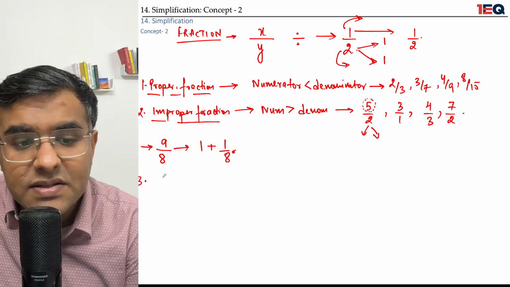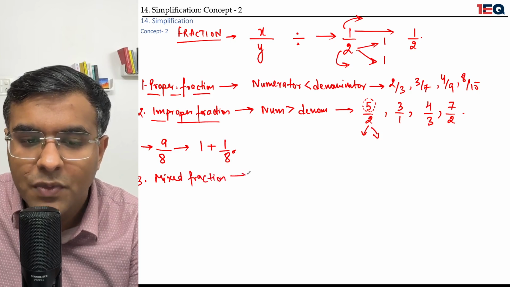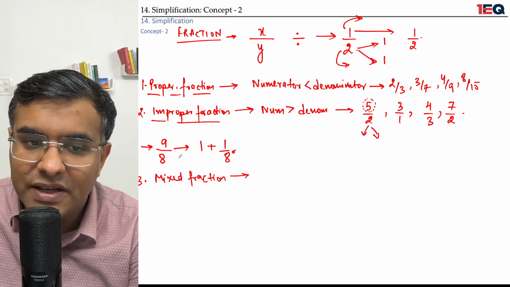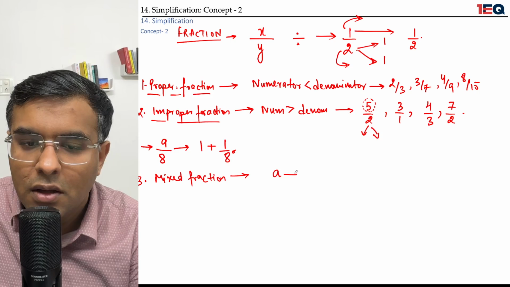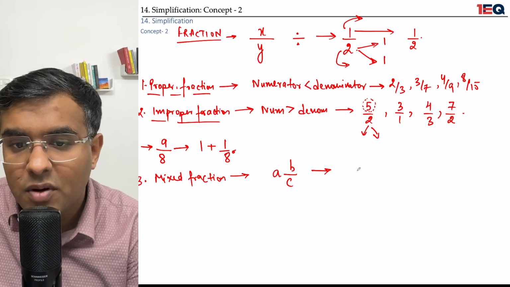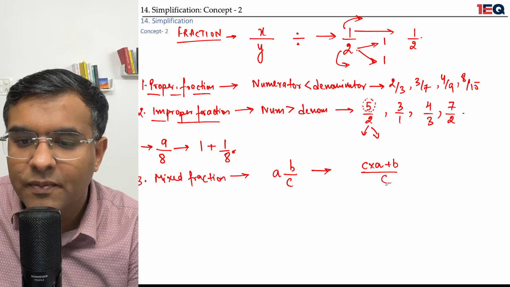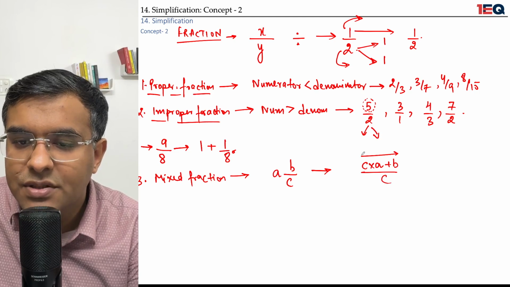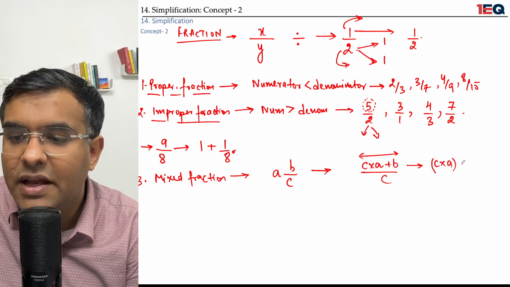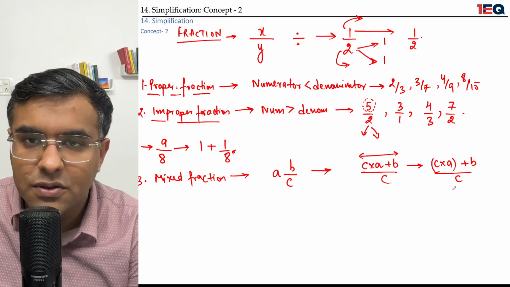Coming down to part 3. Part 3 is mixed fraction. So what happens in a mixed fraction is that whenever the numerator is bigger than the denominator, we can represent it in this fashion: a b by c. If you wish to create a proper or improper fraction from a mixed fraction, then the answer would be (c multiplied by a plus b) whole upon c. We've already seen that this entire expression sitting in the numerator would be solved in this format: c would be multiplied by a first and then b would be added to it, whole upon c. I hope you get this mixed fraction concept pretty well.